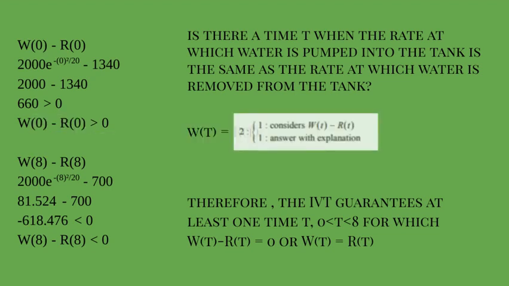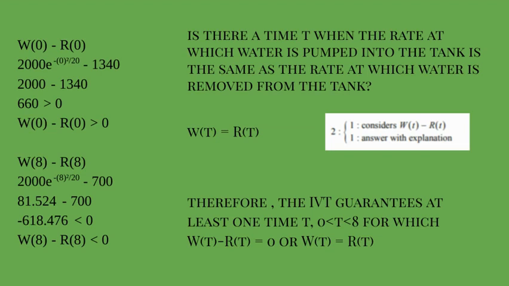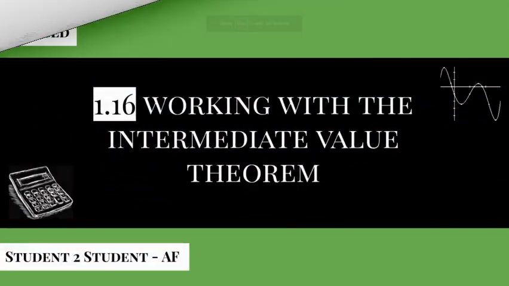So now by looking at the scoring guidelines, you get 2 points if you consider that W(t) minus R(t). So we did that on the left side, comparing 0 and 8. And on the bottom, we had our answer with an explanation. This was 1.16, working with the intermediate value theorem.